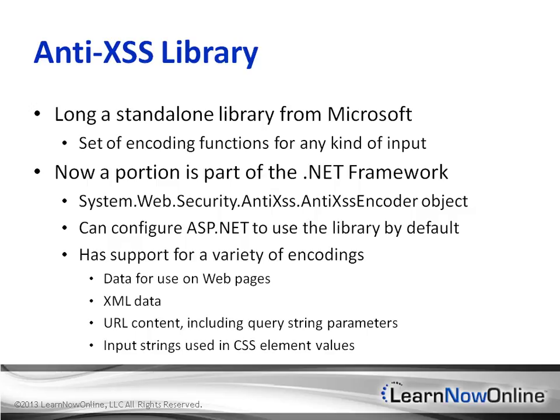The current library namespace, if you use the standalone library, is Microsoft.security.application. So if you use the library today, you'll need to update code to use the new system.web.security.anti-XSS namespace. Because it's part of the .NET framework, you won't have to worry about deploying the library DLL to an application. One less detail to worry about.